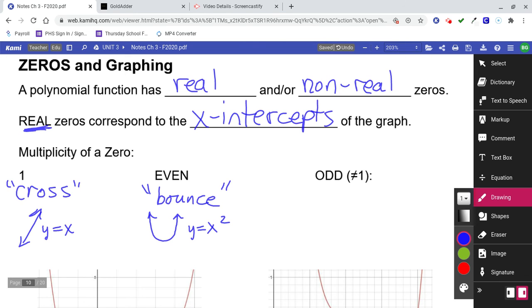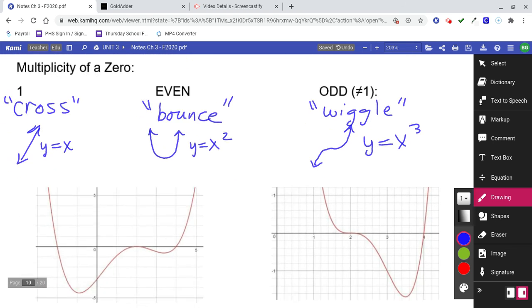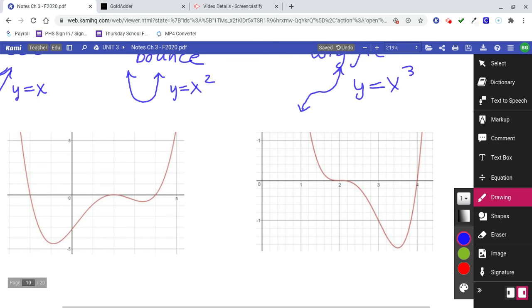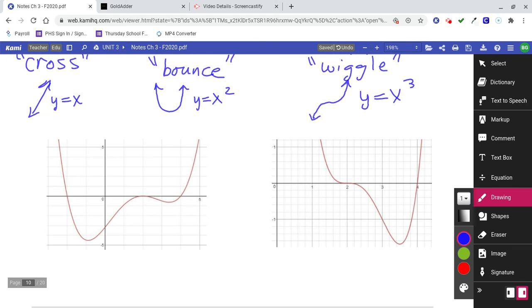If it's odd but different than 1, we can call that a wiggle. And a wiggle is going to look like this wiggle, like y equals x cubed. So the multiplicities on our zeros give us a description of what the graph's going to look like. We can look at a graph. So here are some graphs.